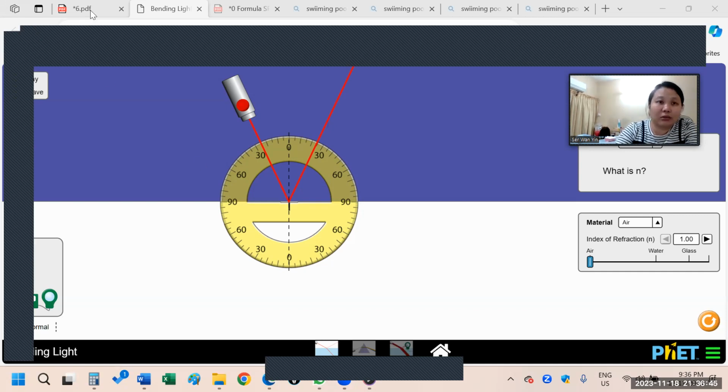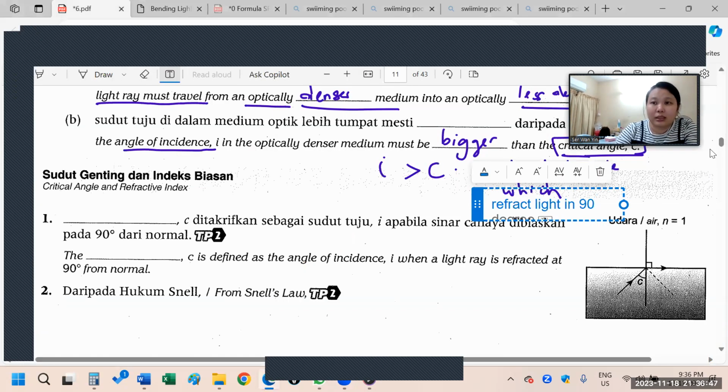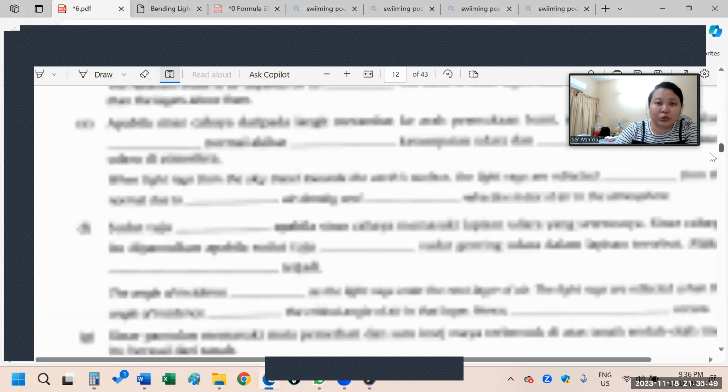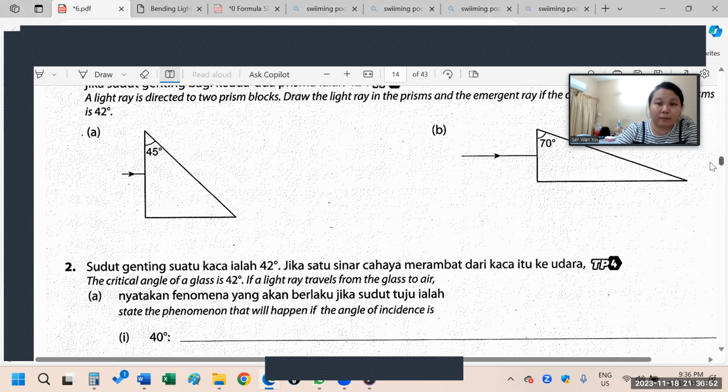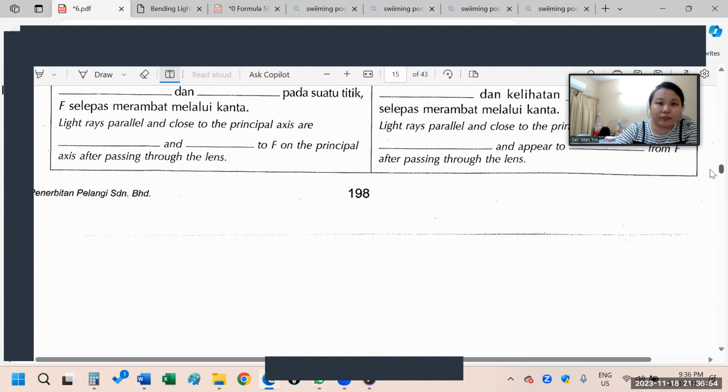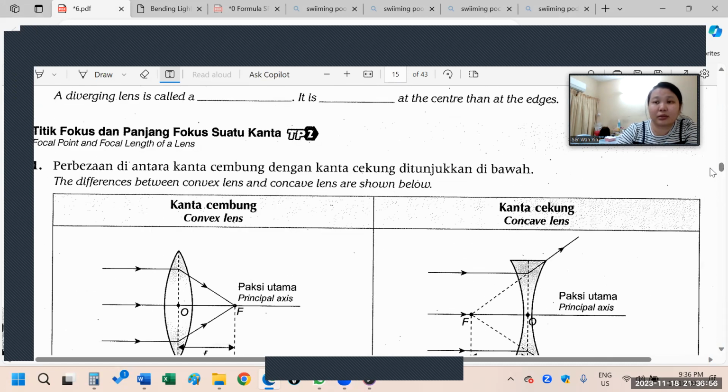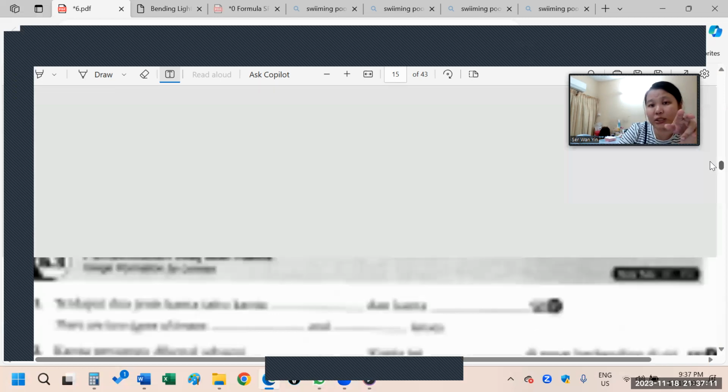Okay, so after this will be the lens and mirror. I already have class on May. You can go and check back. I'm scared there's no time to finish, so we just left one more calculation.